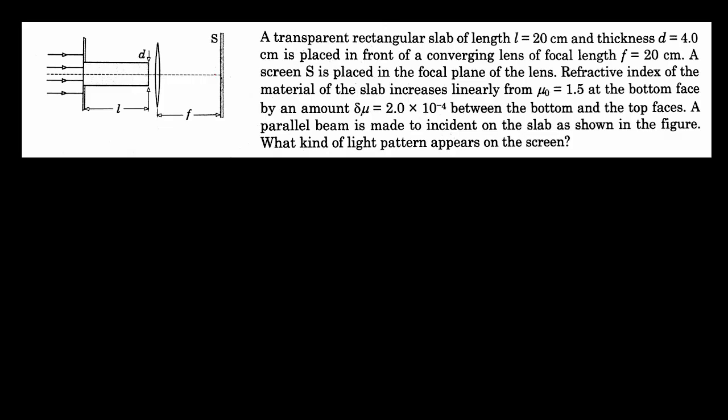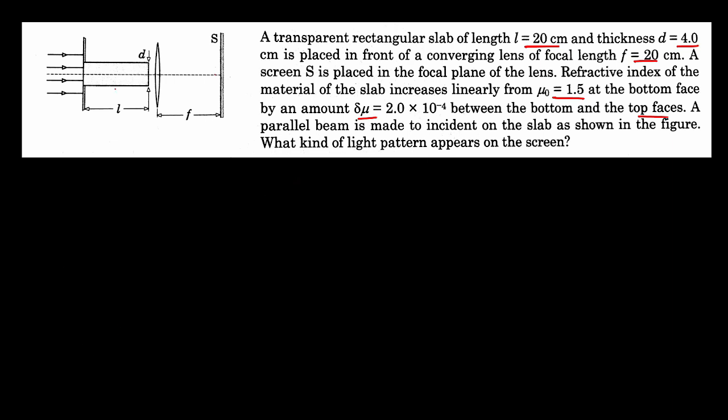A transparent rectangular slab of length 20 cm and thickness 4 cm is placed in front of a converging lens of focal length 20 cm. A screen S is placed in the focal plane of the lens. Refractive index of the material of the slab increases linearly from mu naught at the bottommost face by an amount of delta mu, which is 2 into 10 power minus 4, between the bottom and the top faces. A parallel beam is made to be incident on the slab as shown in the figure. What kind of light pattern appears on the screen?